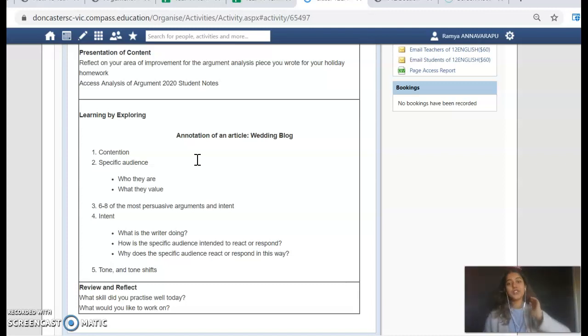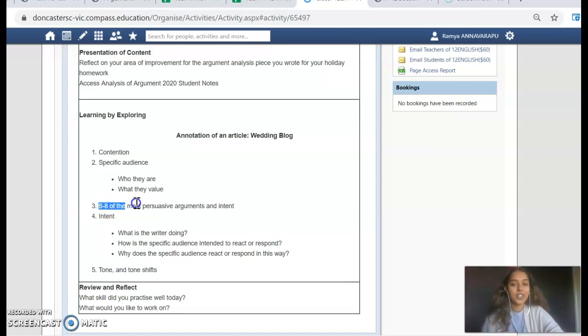Okay. So when you receive your article, and you've done it last year, you've done it the year before, what you want to look at is the following, and it doesn't really change. You're looking for the author's contention. You're looking for the specific audience, who they are and what they value, because based on this, you will be able to figure out how it's convincing for them. Like, what are they thinking about as the specific audience?